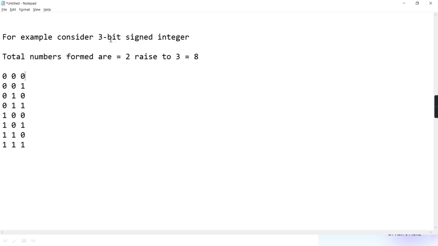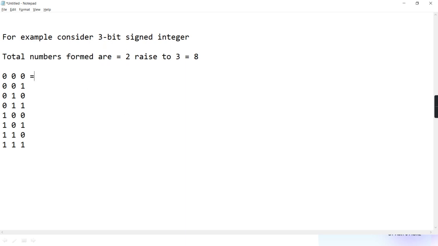So why did I take only 3 bits? Because for 3 bits it's feasible for me to show you. But if I take 8 bits, 2 raised to 8 is 256. Can I show you 256 combinations? Feasible? No. Therefore, for example, I took 3 bits.